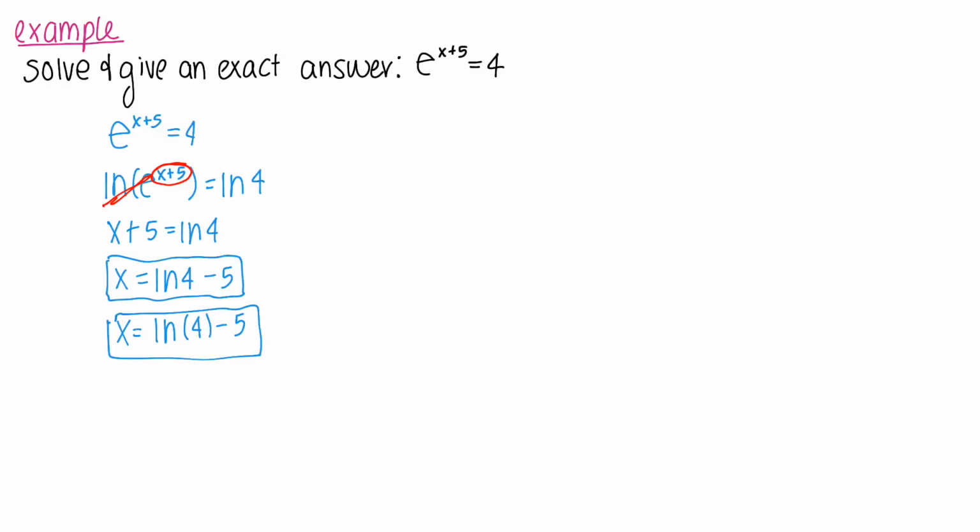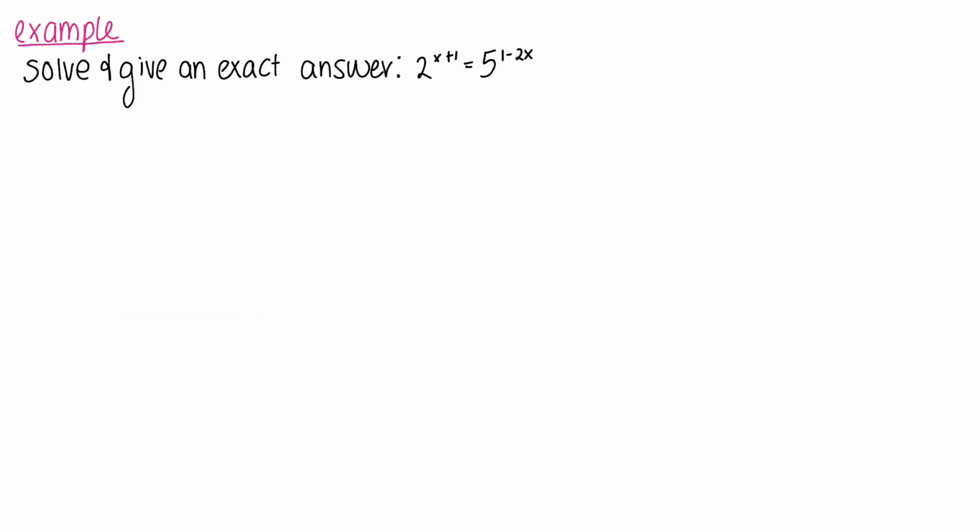We'll do just one more problem, and then that'll be it for this video. All right, this is going to end up feeling a lot like doing inverses for rational functions. The process is going to look very similar. I have x's stuck in the exponent, so to get those down, I'm going to use logarithms. I'm going to take ln on both sides to begin with. So ln of 2 raised to the x plus 1 is equal to ln of 5 raised to the 1 minus 2x.